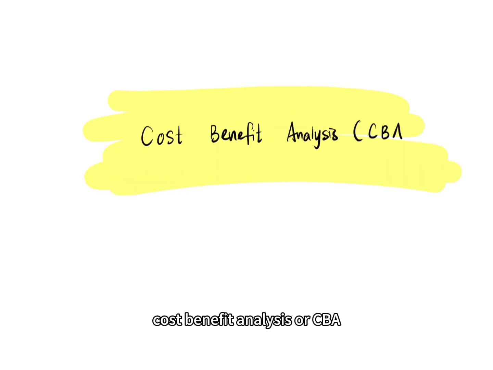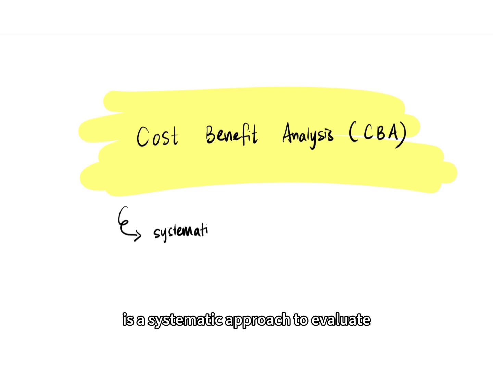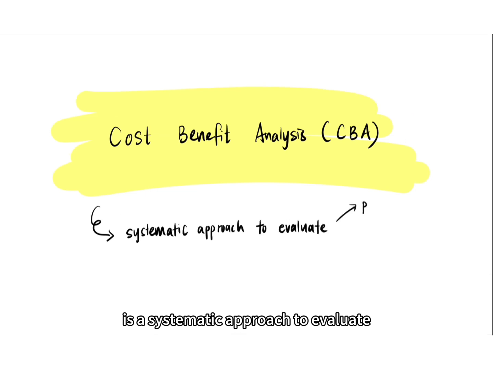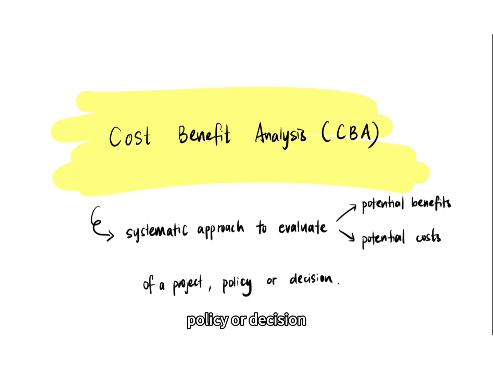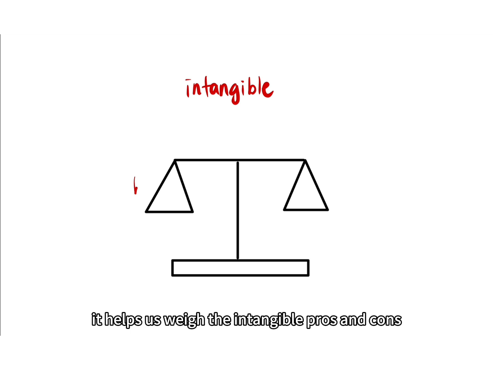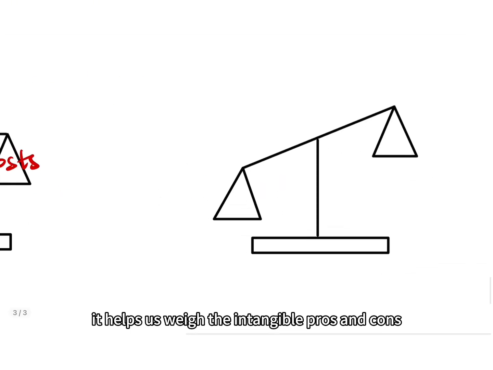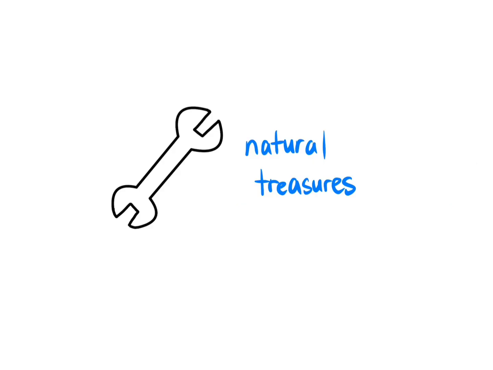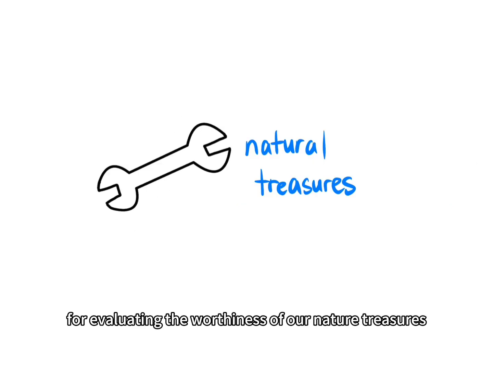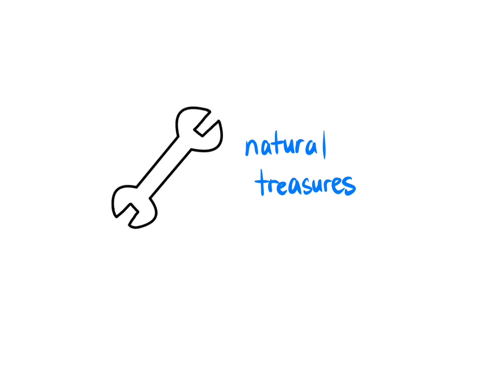Cost-benefit analysis, or CBA, is a systematic approach to evaluate potential benefits and potential costs of a project, policy, or decision. Essentially, it helps us weigh the intangible pros and cons to determine if the benefit outweighs the costs. CBA is also a powerful tool for evaluating the worthiness of our natural treasures.